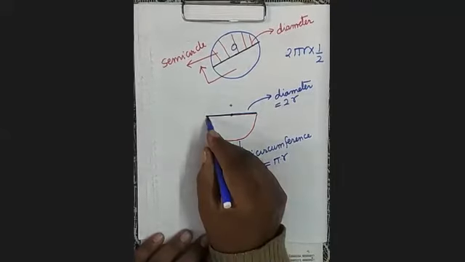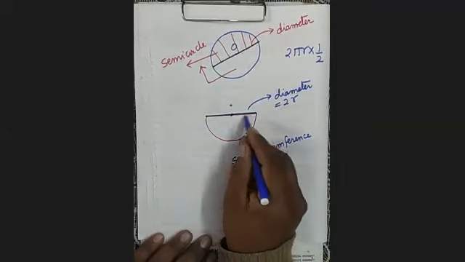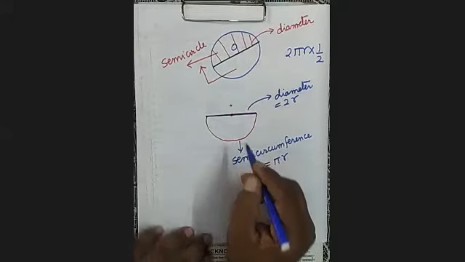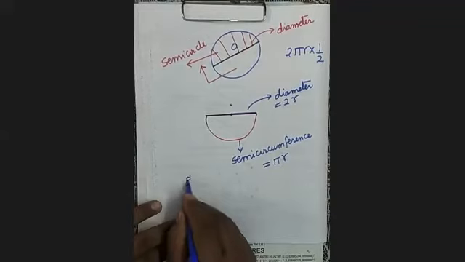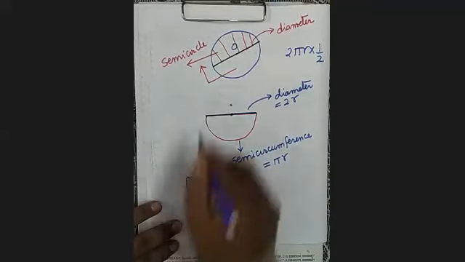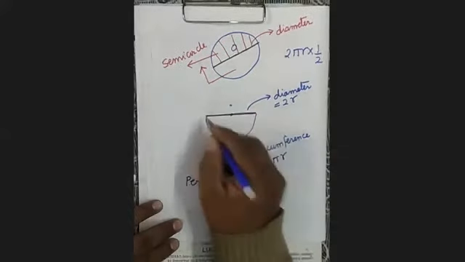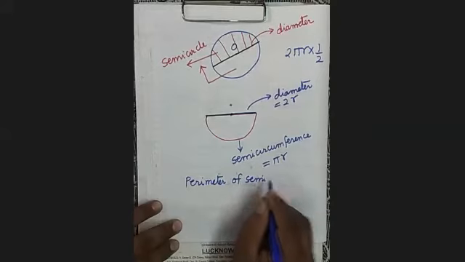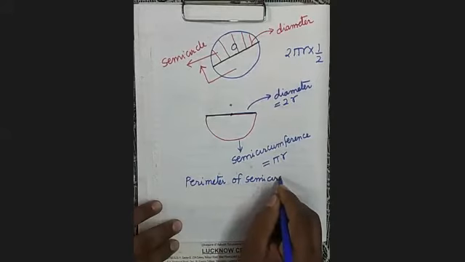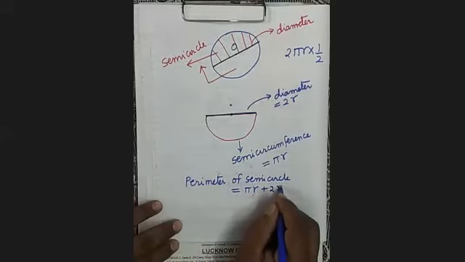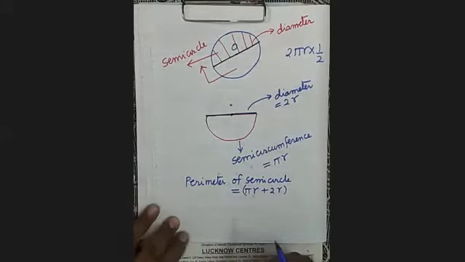So what will you say about the perimeter of a semicircular plate? What will be the perimeter of the semicircle? Perimeter means the total length of the boundary. Perimeter of the semicircle is equal to pi r plus 2r. This is the perimeter of the semicircle.